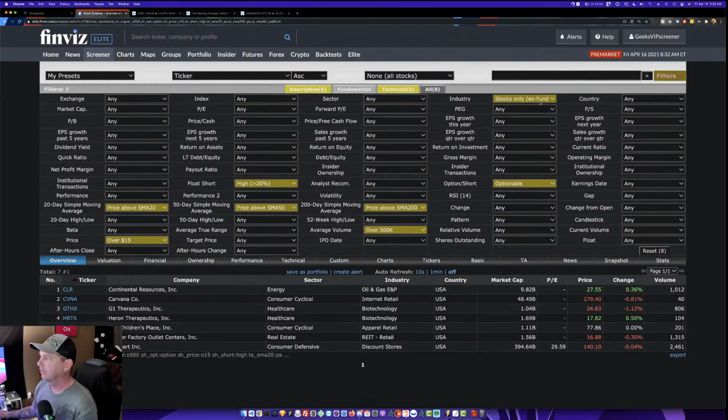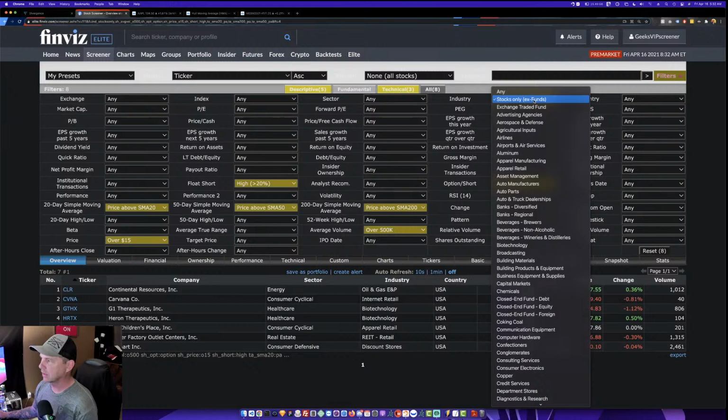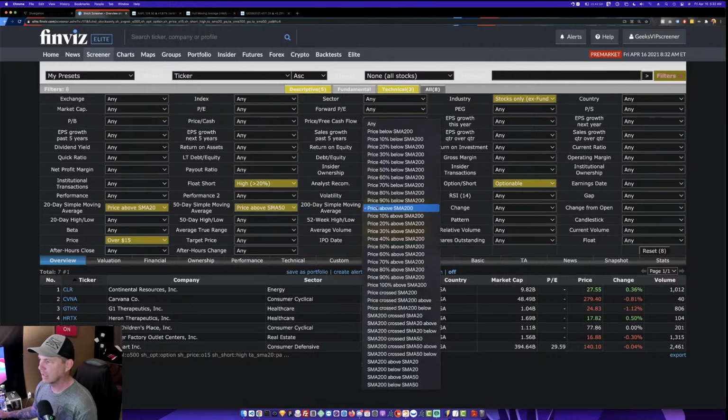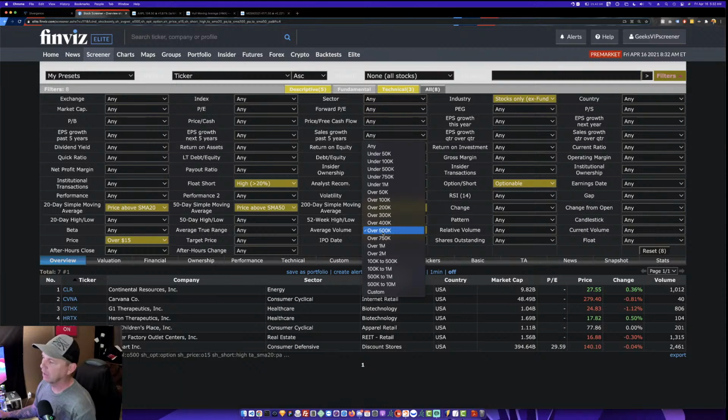The first thing I like to do is make sure that we're looking at stocks only. I don't really want to see any options or any price targets for any futures. The next one I look at is whether it's optionable. Make sure optionable is set. And then starting over on the left-hand column, I like to make sure that the price is over $15. I like to make sure that there is a high short float, usually greater than 20%. The price is above the simple moving average 50 period. Price is above the 200 SMA. Average volume is over 500K.